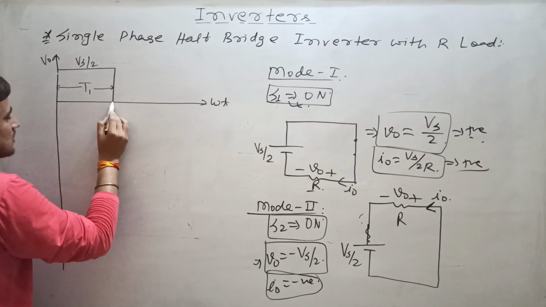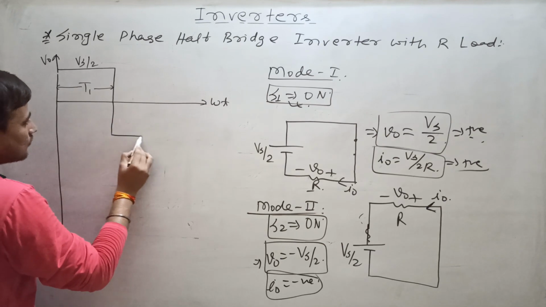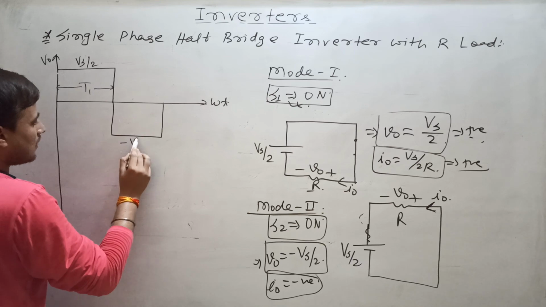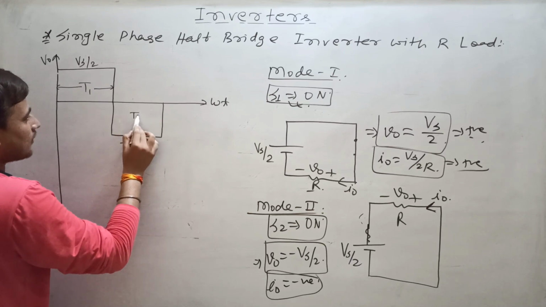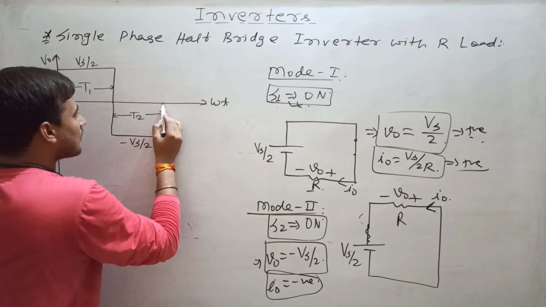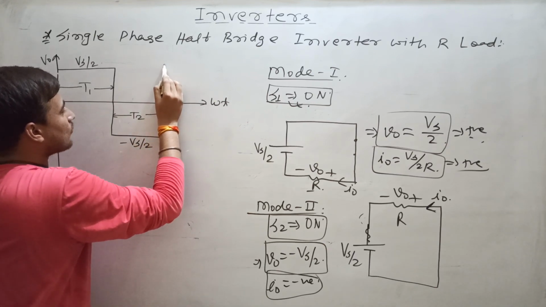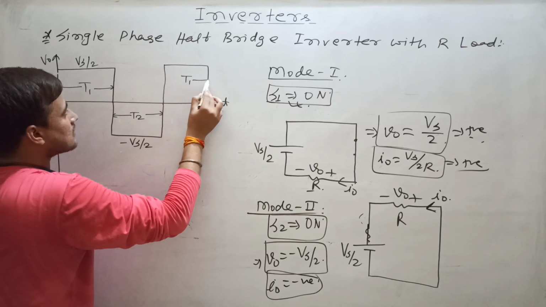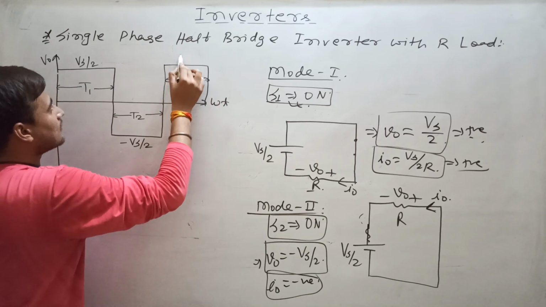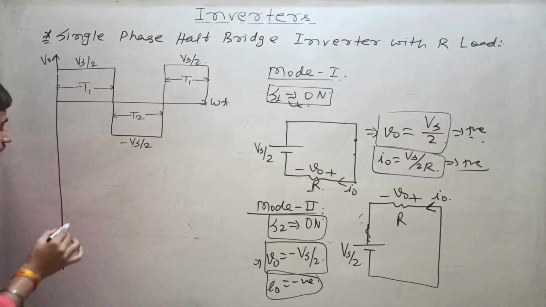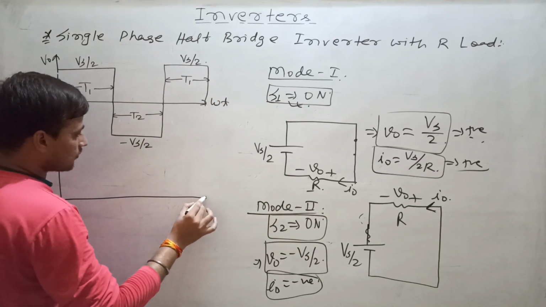Now what happens? When S2 is on, you are getting minus Vs by 2. This time period is T2. Again what happens? After this one, you are going to switch on S1. So you are getting the supply like this, Vs by 2. Clear?